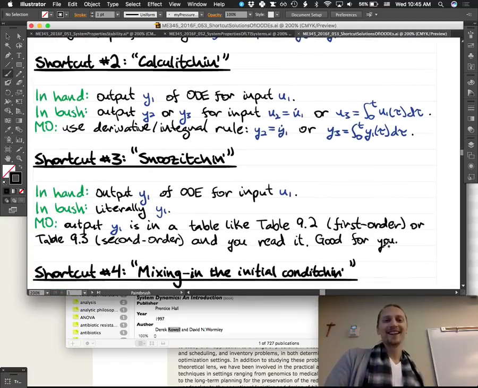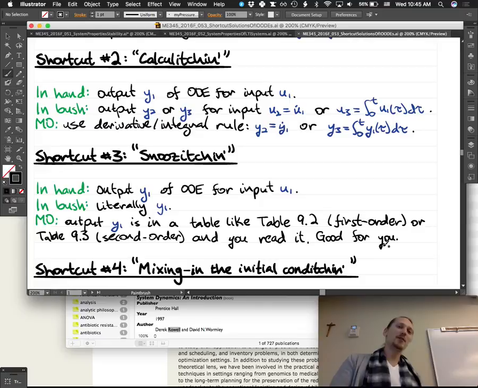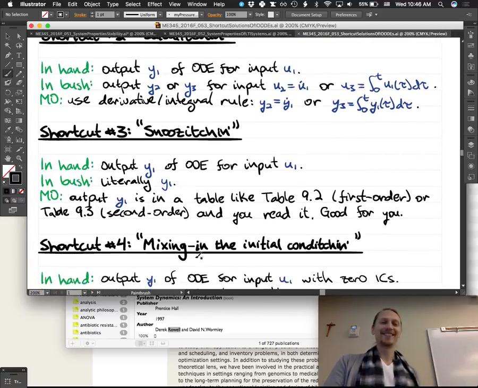Calculation. All right. Here is snoozation. We already have an output y1 of an ODE for input u1. In the bush, we literally want y1. Literally y1. So our MO here is that output y1 is in a table, like table 9.2 for first order systems or table 9.3 for second order systems. And you read it. Good for you.